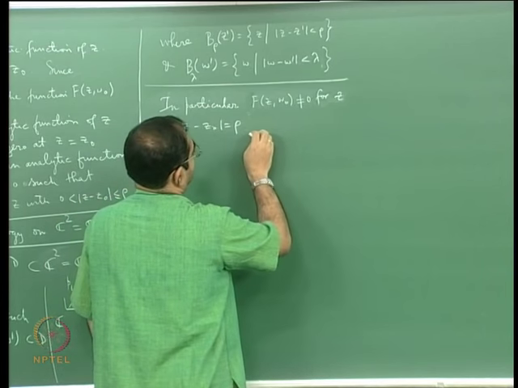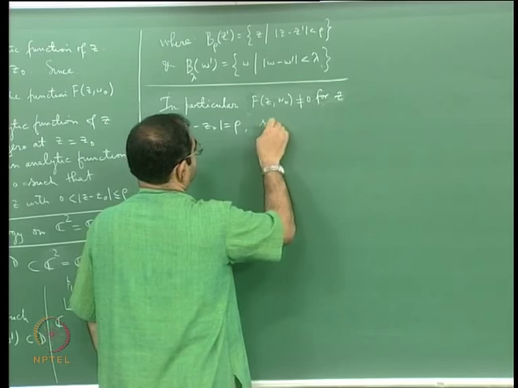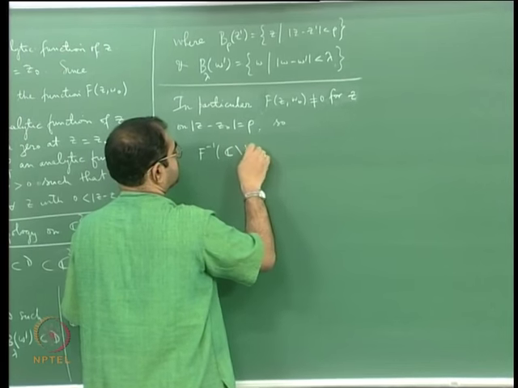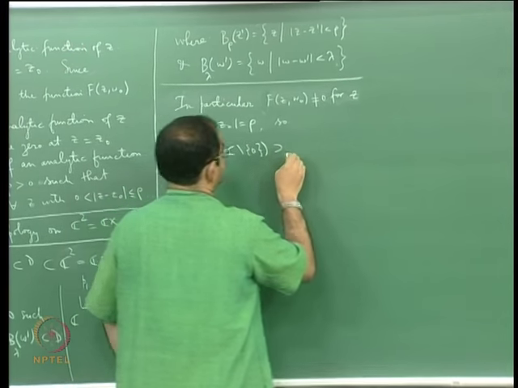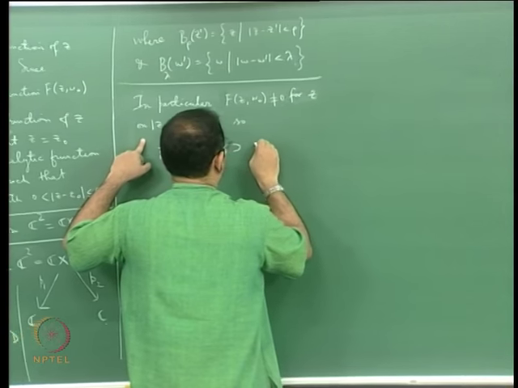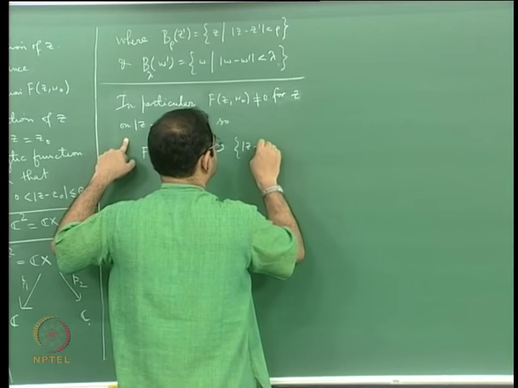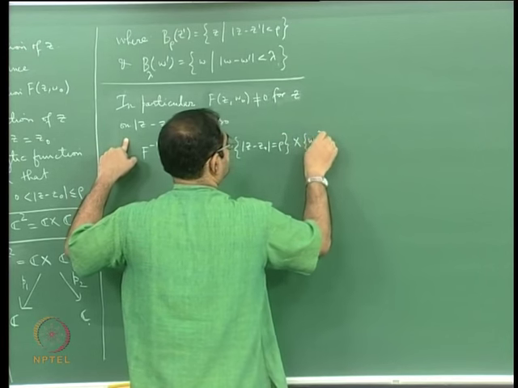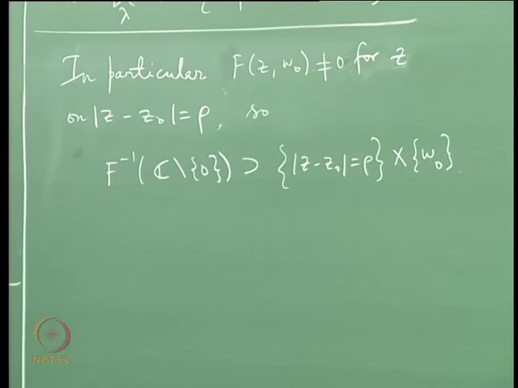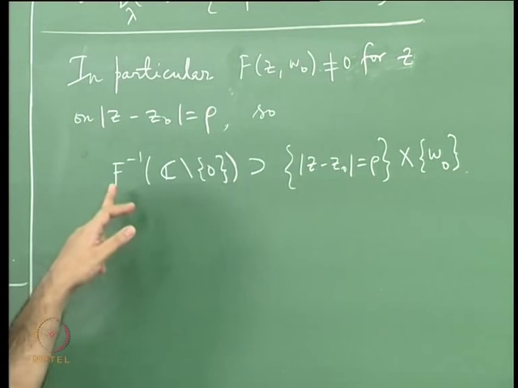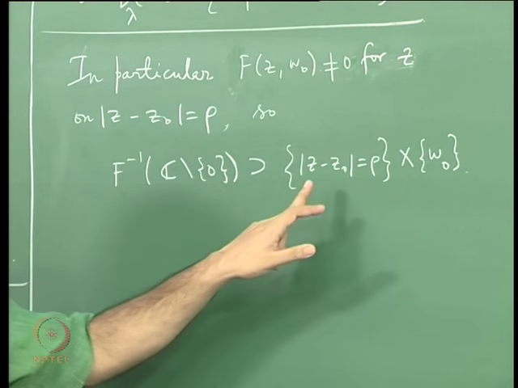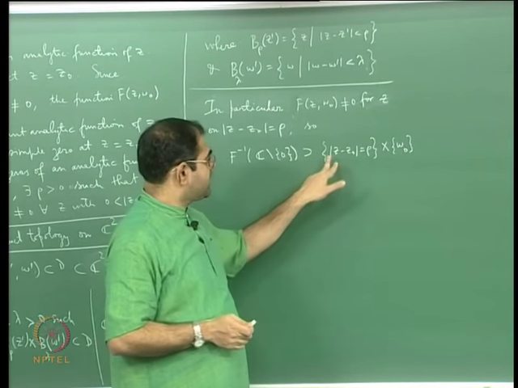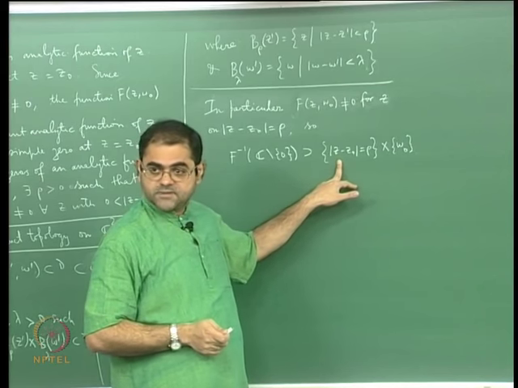What I want to say is that f inverse of C star, which is C minus 0, contains the product mod z minus z naught equal to rho cross w naught. See, this is the same as saying that the value of f at any z comma w naught is non-zero, so long as z lies on the boundary circle. This is what it says.